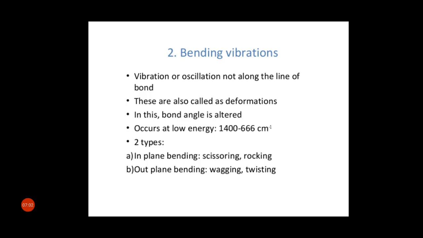Bending vibrations are also of two types: one is in-plane bending, which is scissoring and rocking, and the second is out-of-plane bending, which is wagging and twisting.